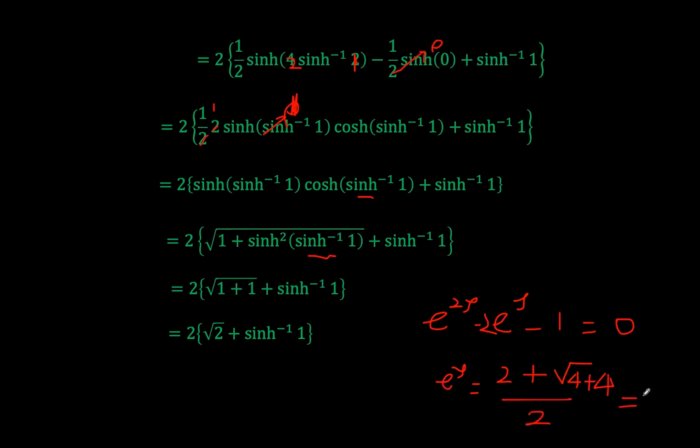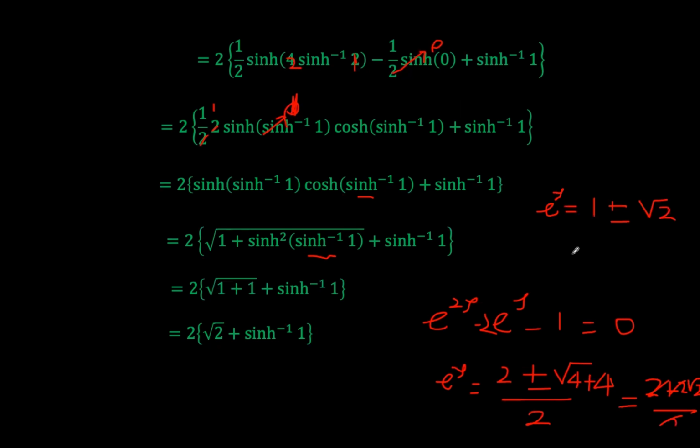So which is equal to 2 plus or minus the square root of 8. 8 is 2 times 4, so the square root of 4 is 2. So we have 2 plus or minus 2 root 2, divided by 2. And this means that e to the power y is equal to 1 plus or minus root 2.